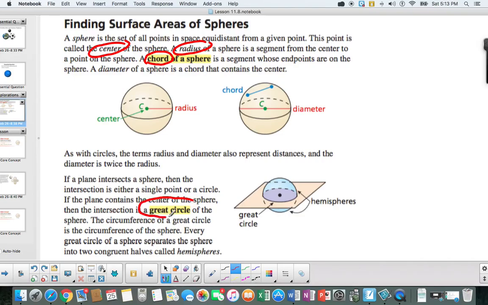A great circle is formed when you have a plane that intersects, and the cross section is a circle that contains the center of the sphere. If the plane were to intersect in another spot, it would create a circle as well, but this circle would be smaller, wouldn't be as great.